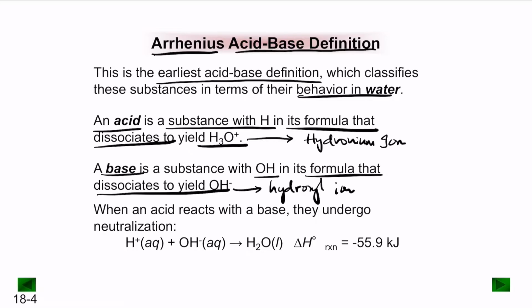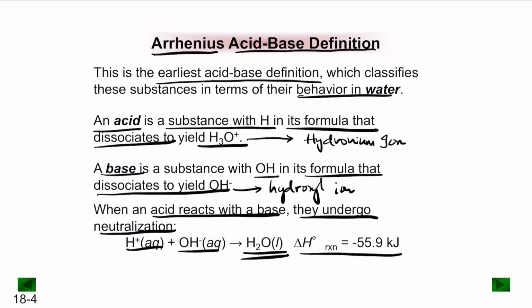So one is the hydronium ion. If it releases a hydronium ion, it's an acid. If it dissociates and forms a hydroxyl ion, it's a base. Now when an acid reacts with a base, they undergo what we call a neutralization reaction, where the hydronium ion and the hydroxyl ion combine to form water back again, and it's an exothermic reaction which results in a release of energy.